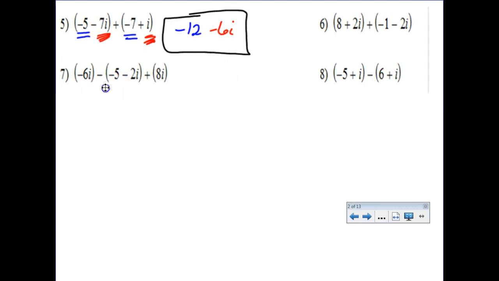Same idea. So I only see one real part in this question. However, be careful, you're subtracting a negative 5. So the real part's actually going to be a 5. And then for the imaginary part, negative 6i, be careful, this is a minus negative 2i, so it's really a plus 2i. And then plus 8i. So negative 6 plus 2 plus 8 would be plus 4i. Alrighty. And again, a plus bi form is where you stop.